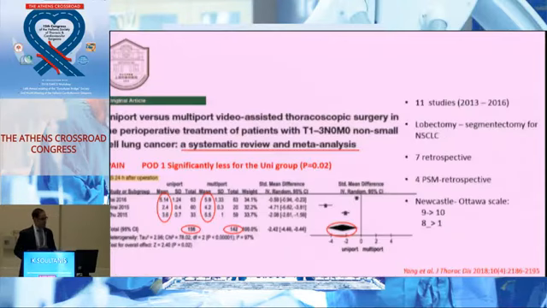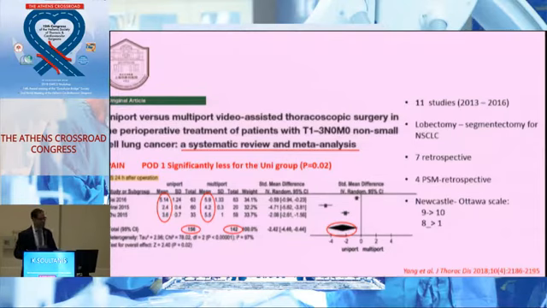So we have to look into the numbers in order to document any advantages in the other fields. This is a recent meta-analysis published in the Journal of Thoracic Disease. It included 11 studies from 2013 to 2016. 7 of them were retrospective and 4 of them were propensity-matched studies. The quality of data provided was very good.